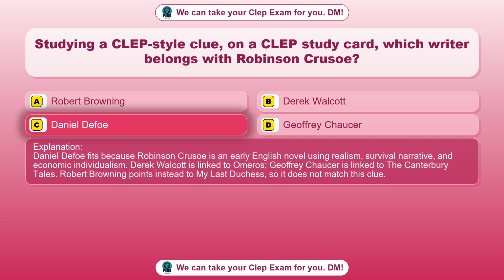Daniel Defoe fits because Robinson Crusoe is an early English novel using realism, survival narrative, and economic individualism. Derek Walcott is linked to Omeros. Geoffrey Chaucer is linked to The Canterbury Tales. Robert Browning points instead to My Last Duchess, so it does not match this clue.